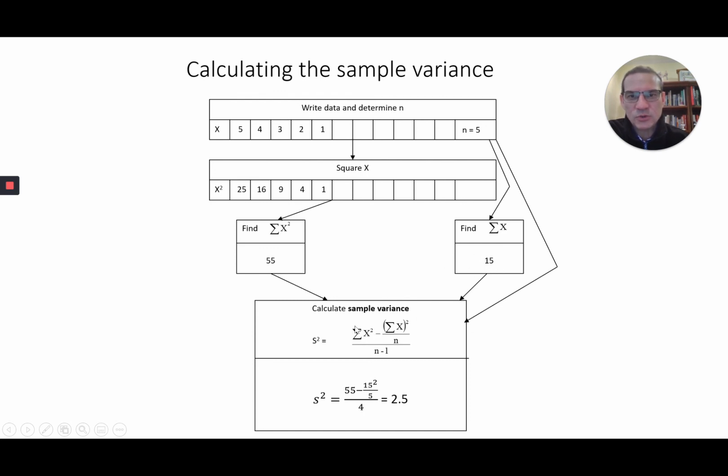So the sum of the x squared, this portion will be 55, coming from here. The sum of the x is 15, and that quantity squared divided by 5, which is the sample size, and then divided by 5 minus 1. And once you have all those numbers here, you can make the calculations, and that will give you 2.5. Okay, and that's how you calculate the sample variance.